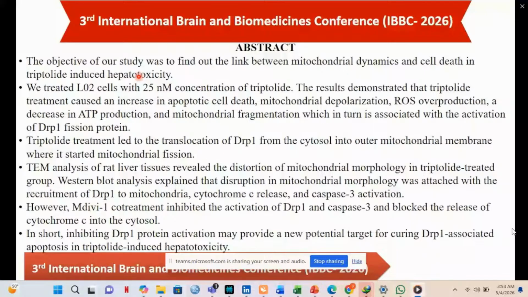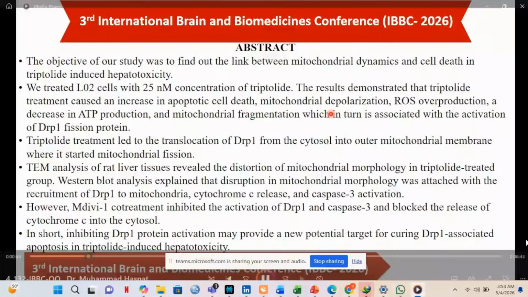The results demonstrated that triptolide treatment caused an increase in apoptotic cell death, mitochondrial depolarization, ROS overproduction, decrease in ATP production, and mitochondrial fragmentation, which causes the activation of DRP1 fission protein. Triptolide treatment led to the translocation of DRP1 from the cytosol into the mitochondrial membrane, where it causes the mitochondrial fission.